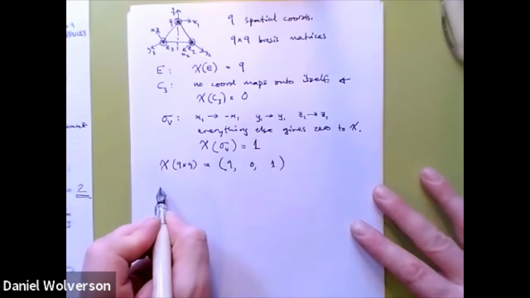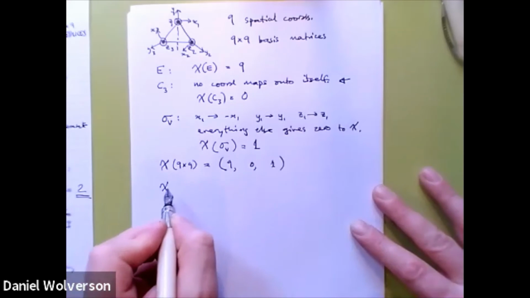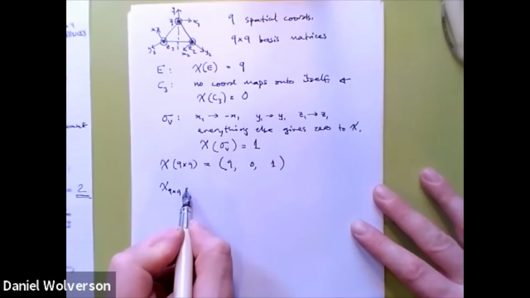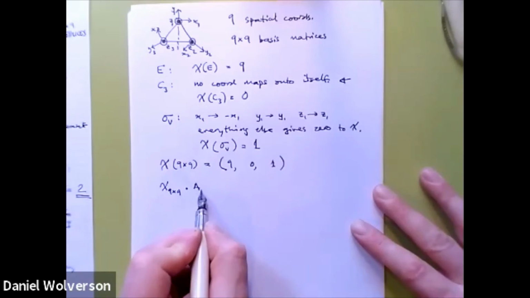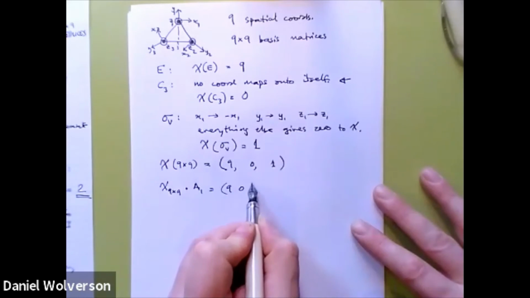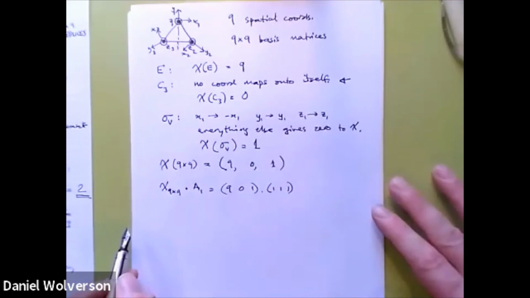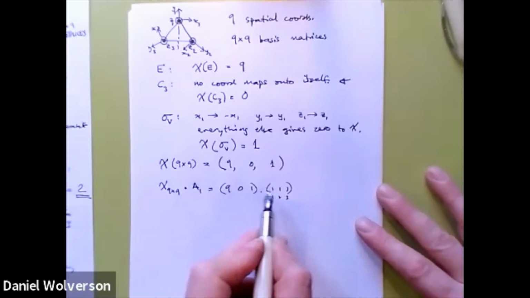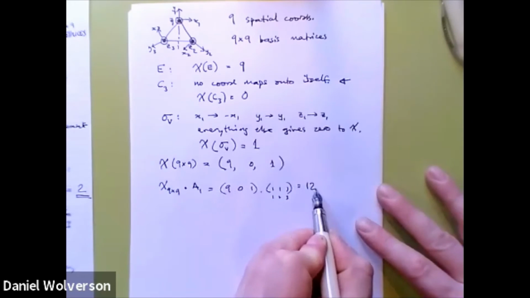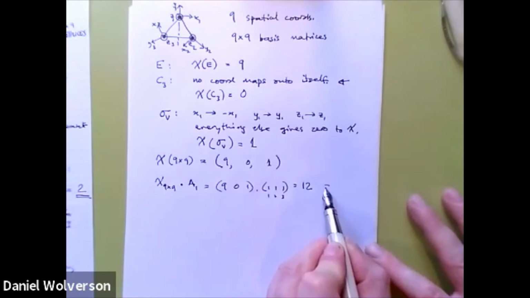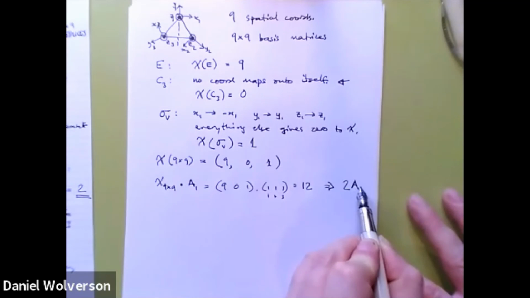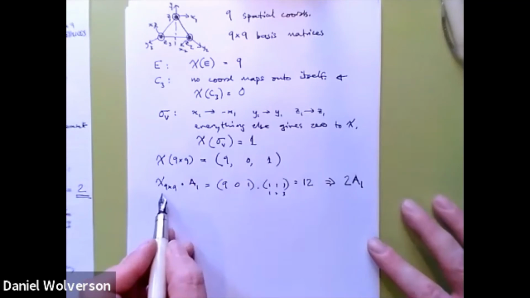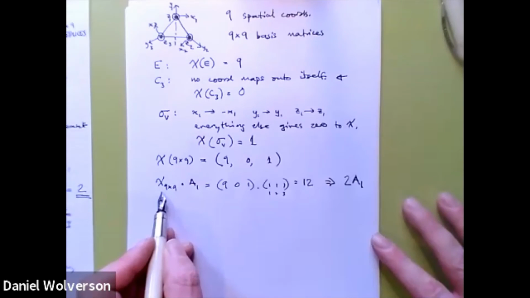And if we take chi in the 9 by 9 representation dotted by A1, and remembering the weightings 1, 2, 3, then we've got 9 plus 0 plus 3 equals 12. So that means that the A1 irrep appears twice in my block diagonalized 9 by 9 matrices.